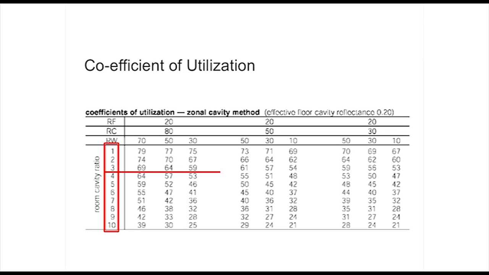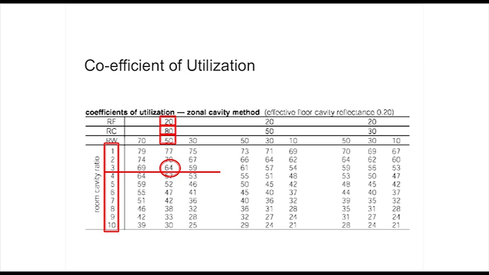Let's take a look and see how this works. We also have reflectance values on these charts. Here we have 20% floor reflectance, 80% ceiling reflectance, and 50% reflectance on the walls. If we use a room cavity ratio of 3, we go along that line, find the value that we have, and we see that there is 64%. So 64% of all the light that is generated from those lamps in that luminaire will reach my work plane.